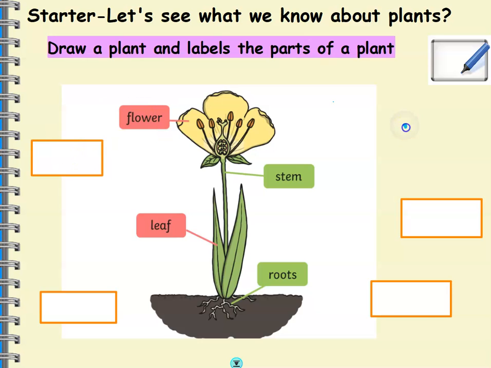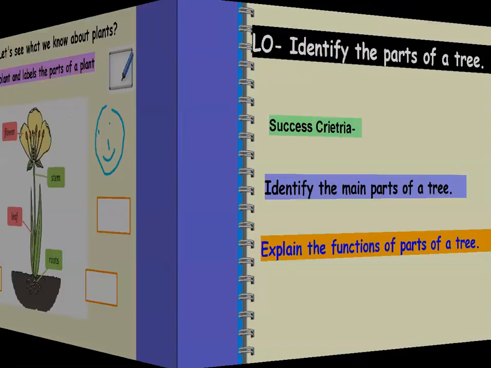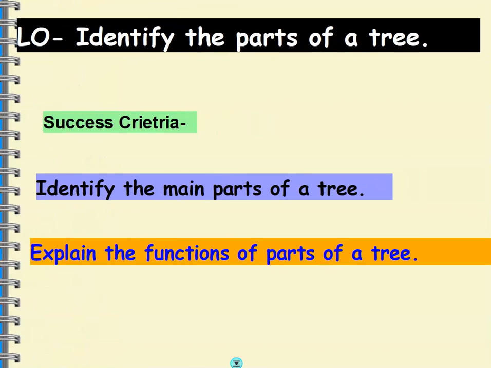Now give yourself a smiley. If you have got all correct, if you have labeled all the parts of a plant correctly, then give yourself a smiley. Today we are going to learn about the parts of a tree. So our learning objective is identify the parts of a tree.